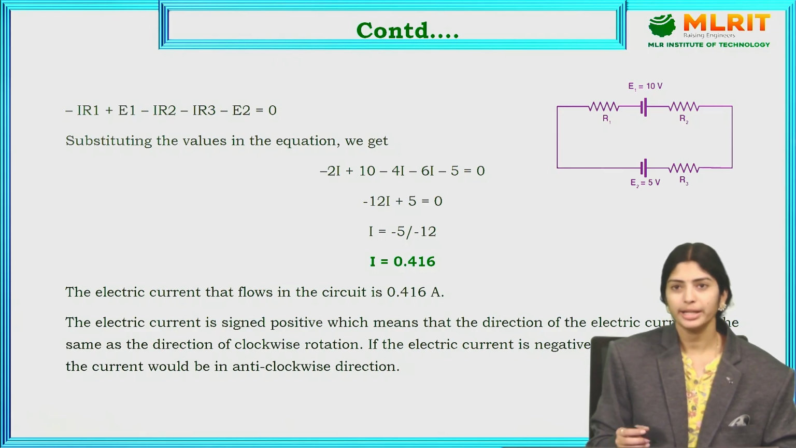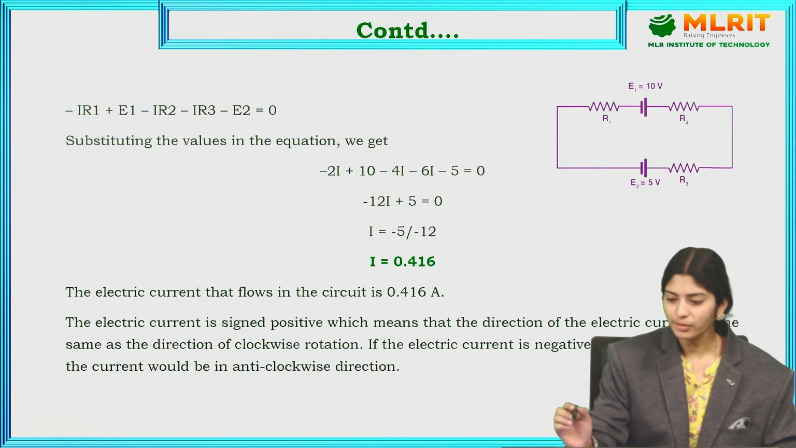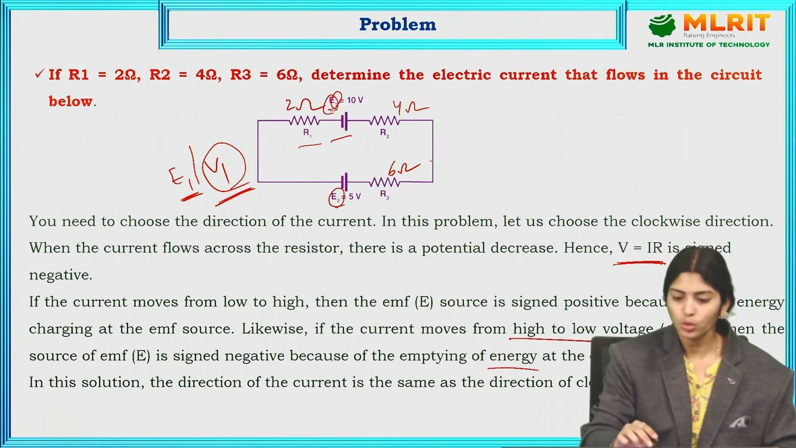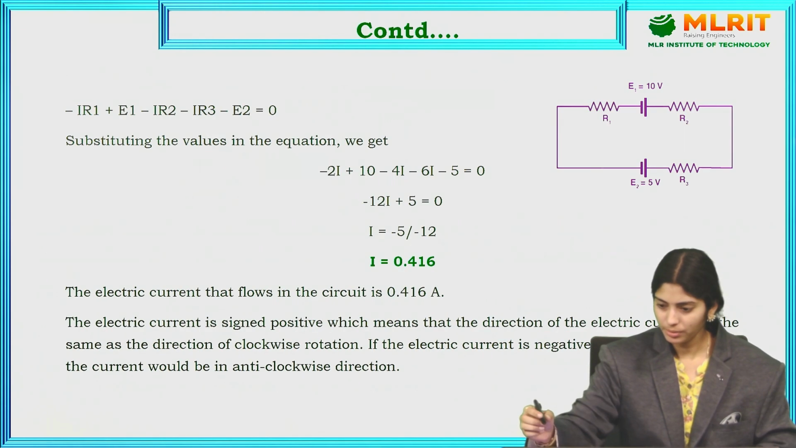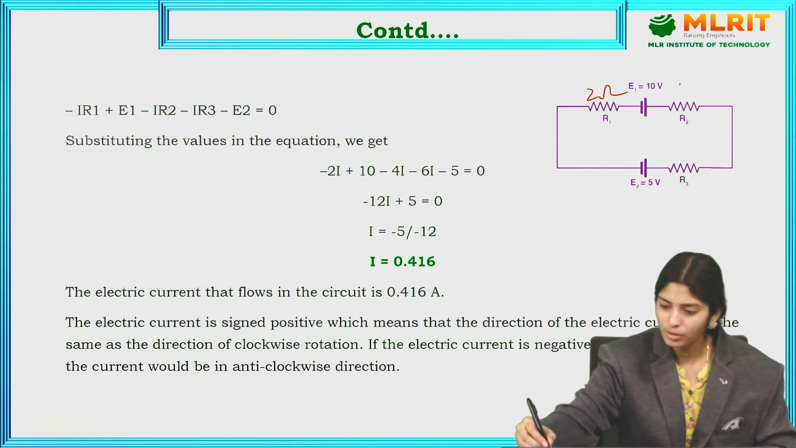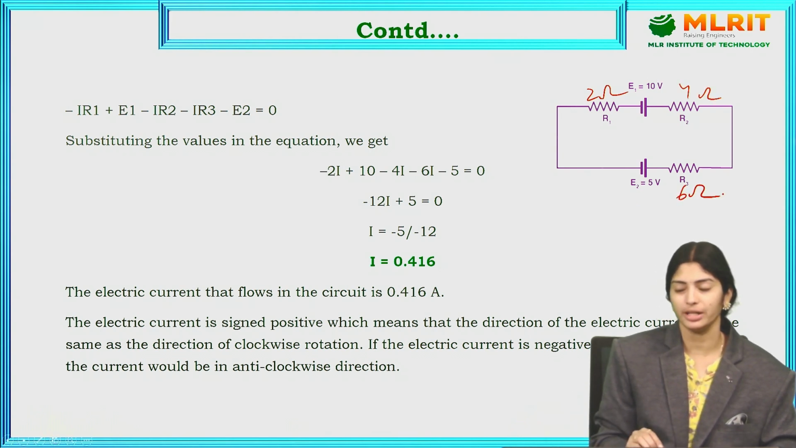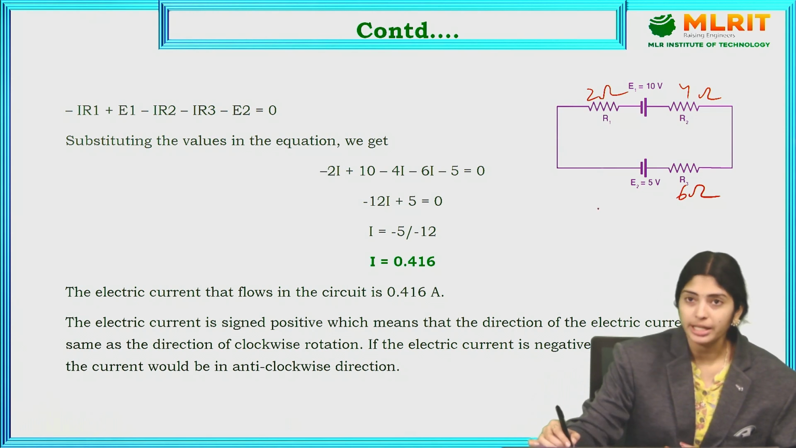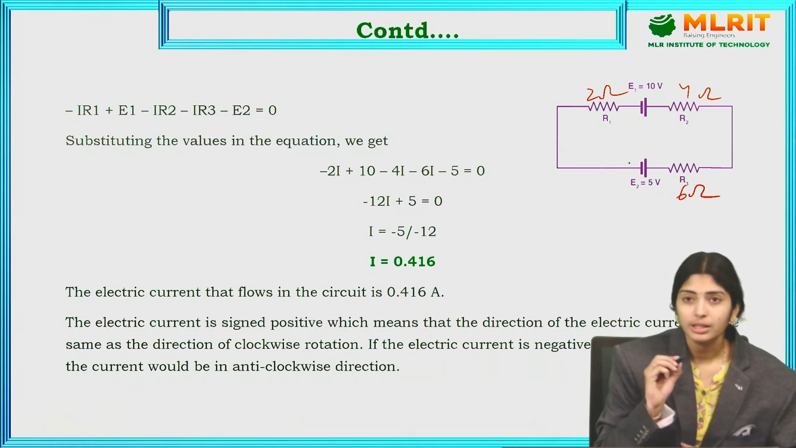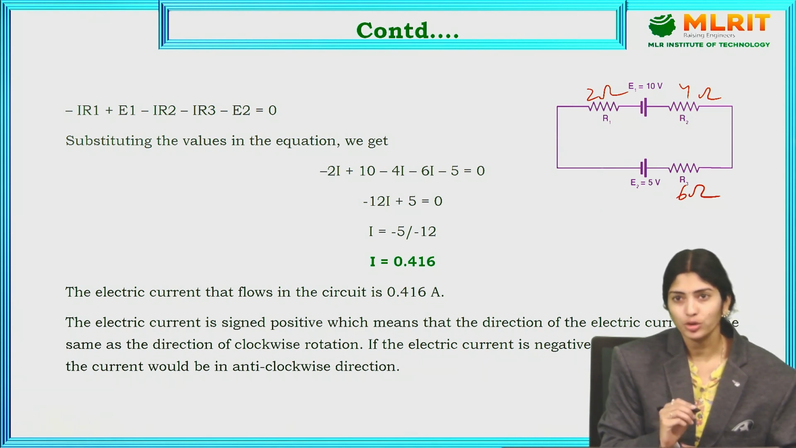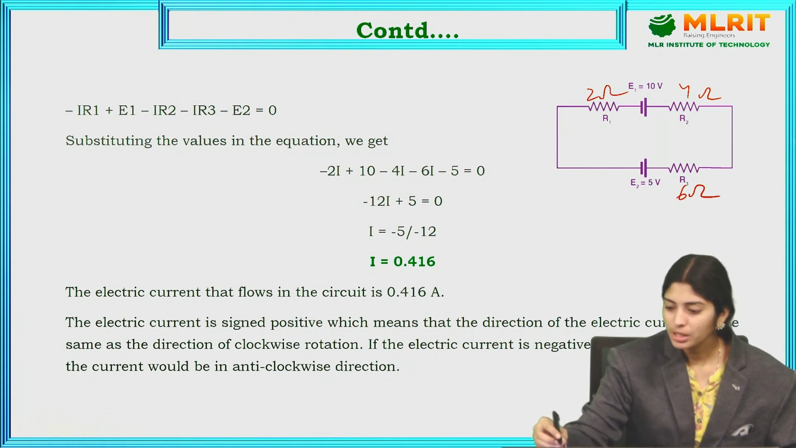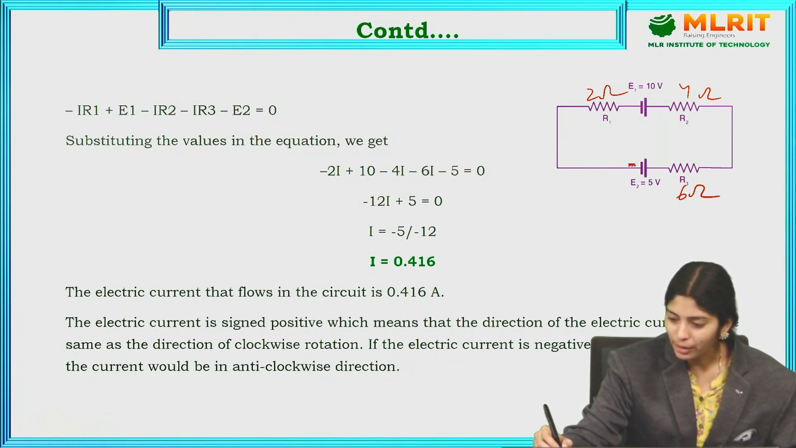Now let us solve the problem here. What are the values which they have given? 2 ohms, 4 ohms and 6 ohms. These are the values which they have given. Now, considering the direction of current plays a major role here. See, from the battery here the negative value is there.